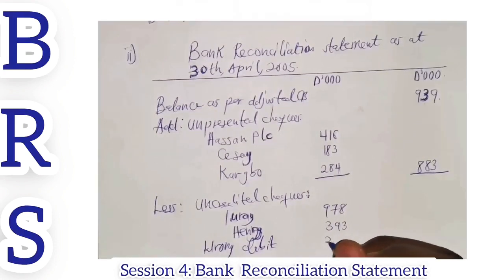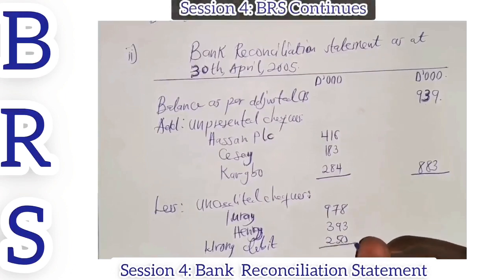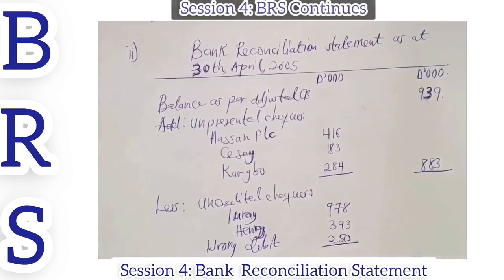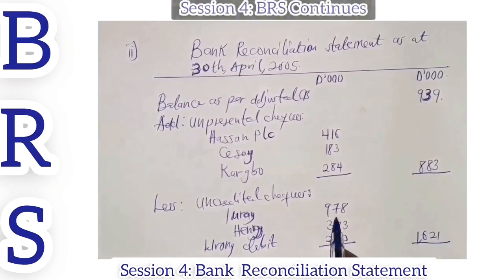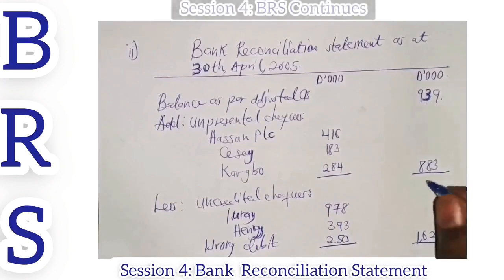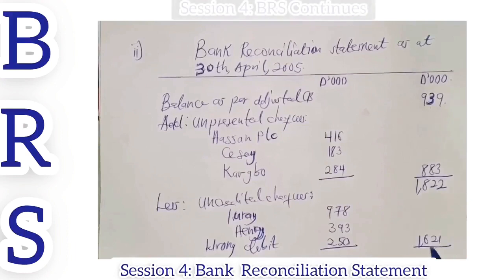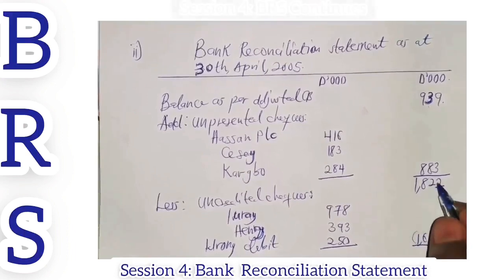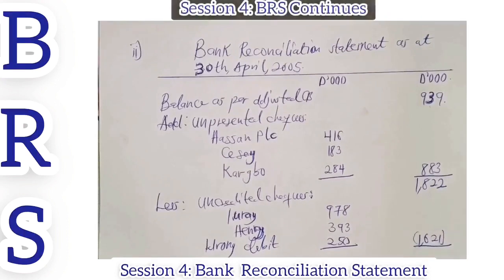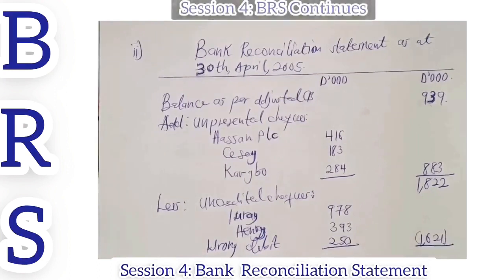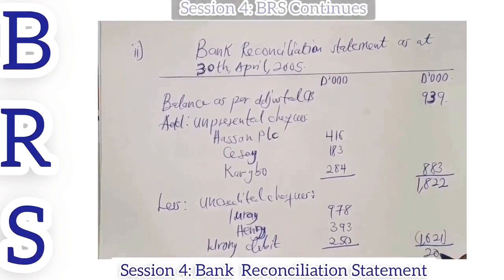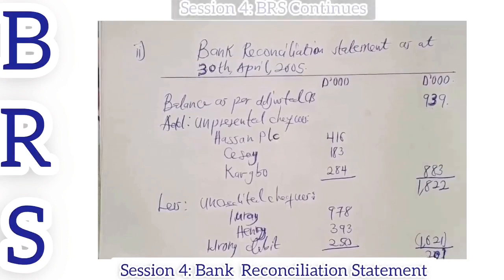All right, so here was 250. So I'm going to add. When I added the 3, I had 1,621. When I also added this, I had here 1,822. So I'm going to subtract 1,621 from 1,822. Then when I subtracted, I had 201.